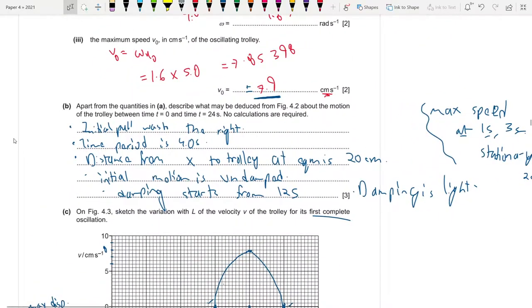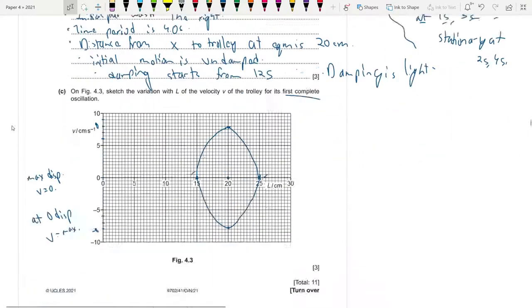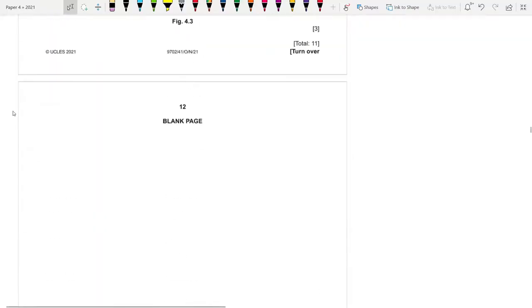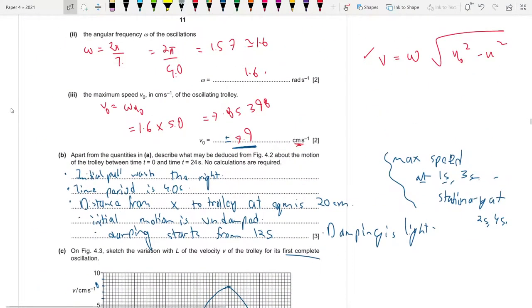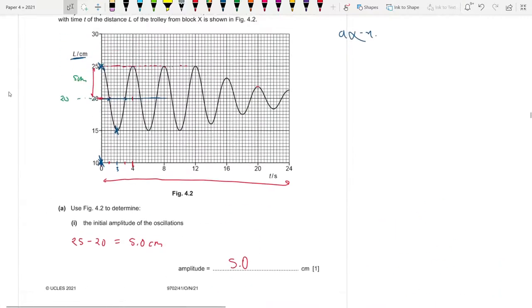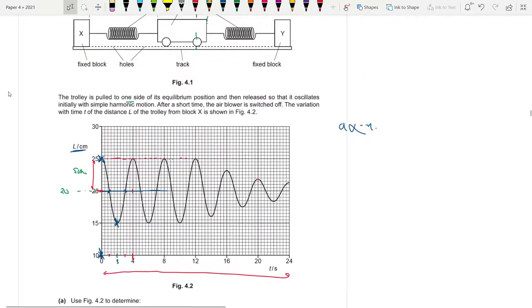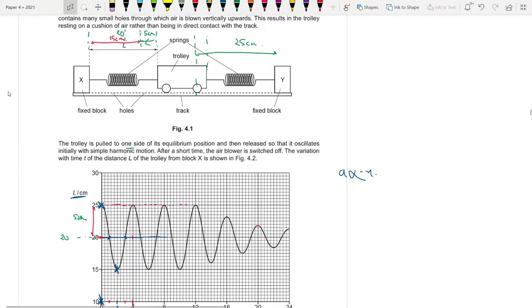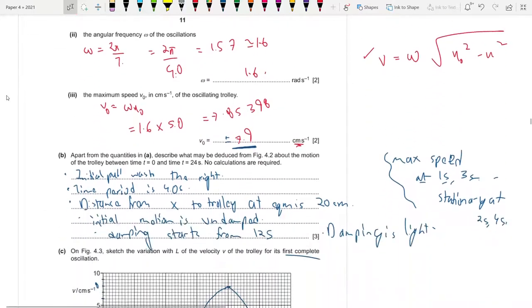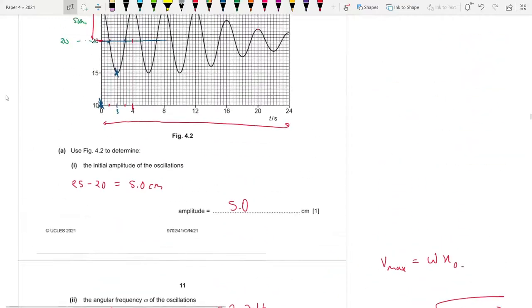Apart from the quantities in A, describe what may be deduced from figure 4.2 about the motion of the trolley between time 0 and time 24. No calculations are required. Actually, I was confusing this with another question. This isn't that hard. Maybe that was in February, March 2021 or something. We're going to do it later. So, what can be deduced from figure 4.2?